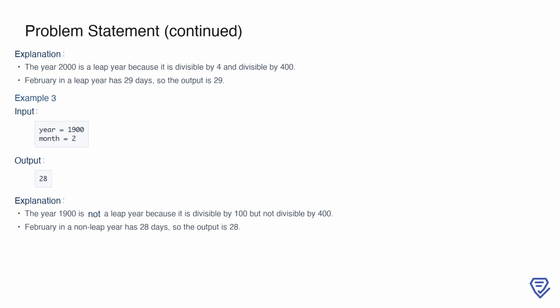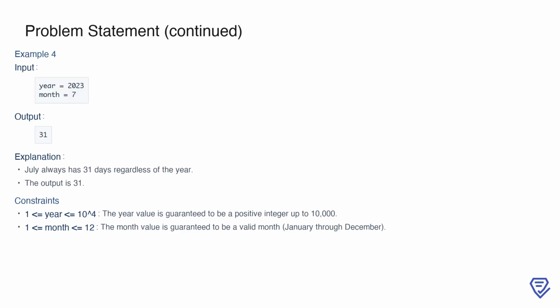Looking at the constraints for this problem, the year will always be a positive integer within the range of 1 to 10,000, and the month will always be a valid value between 1 and 12. The problem requires careful handling of edge cases, such as the smallest possible inputs, year 1, month 1, which corresponds to January with 31 days, and the largest possible inputs, year 10,000, month 12, which corresponds to December with 31 days. Additionally, February must be correctly calculated for both leap years, like the year 2000, and non-leap years, like the year 1900. The behavior of months with 30 days, like September, also needs to be accounted for.